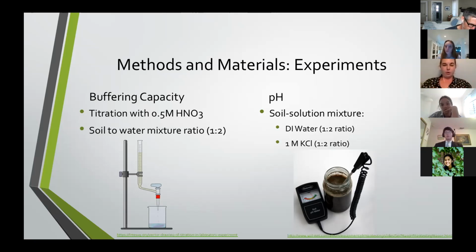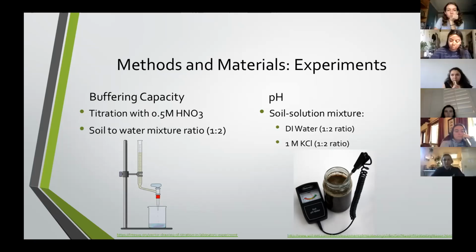pH was also recorded via two different methods, one with a soil to solution mixture ratio of DI water and the other with 1 molar potassium chloride at 1:2 ratios. And the reason they did two different methods was so that they could actually calculate the point of zero salt effect. And you do that by subtracting the pH of the potassium chloride solution from the one with the DI water solution. And this will tell them the net charge of the soil.